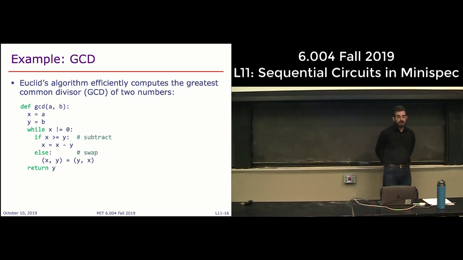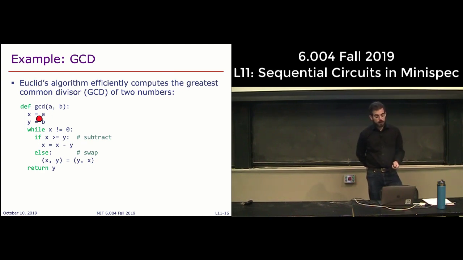Let's see the other side of the story, the circuits, or the procedures, that require a variable number of steps. So we're going to build a circuit that computes the GCD of two numbers. The GCD is the greatest common divisor of two numbers A and B, and this Python code over here shows an implementation of one way to do this efficiently, which is Euclid's algorithm.